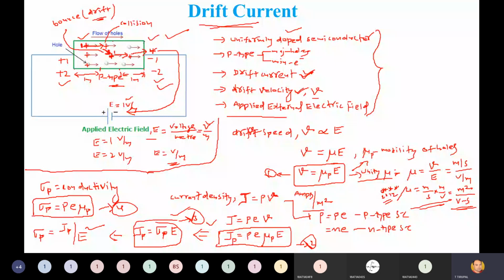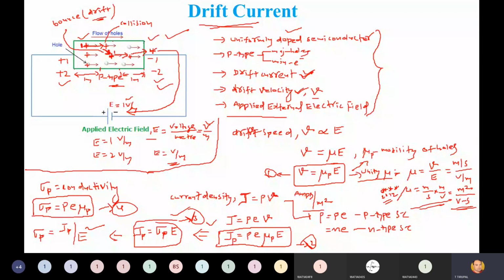If you want to achieve drift current, a uniformly doped semiconductor has to be taken, and an external electric field should be applied. So for that, I have applied V. Drift speed is directly proportional to electric field intensity. V can be written as mu into E. We are taking a P-type semiconductor, so V is equal to mu P E.